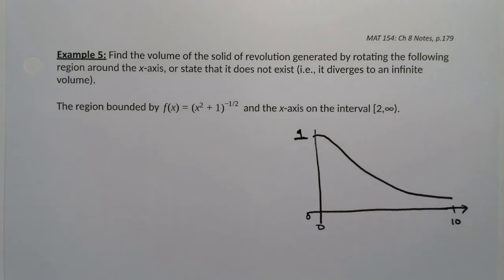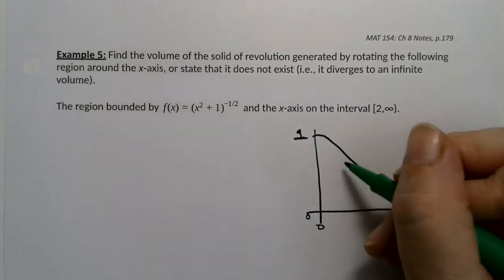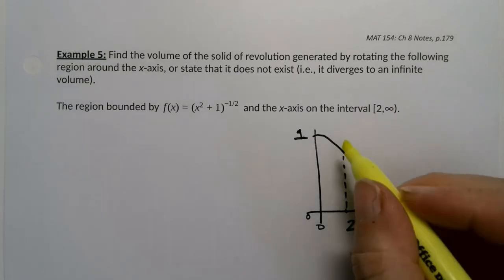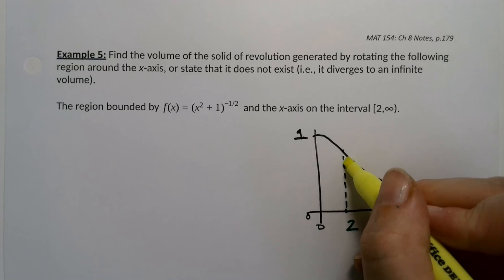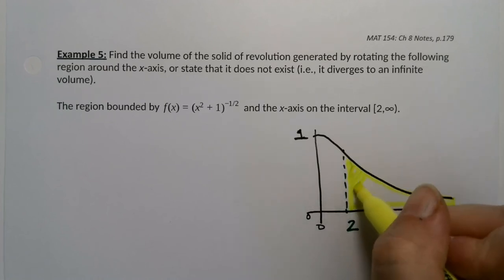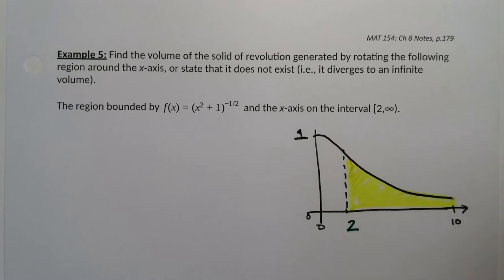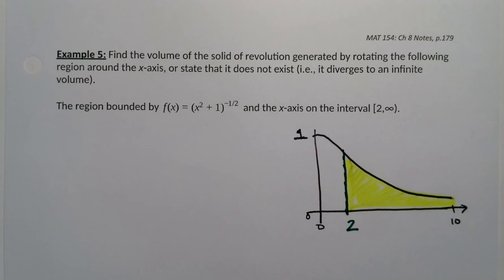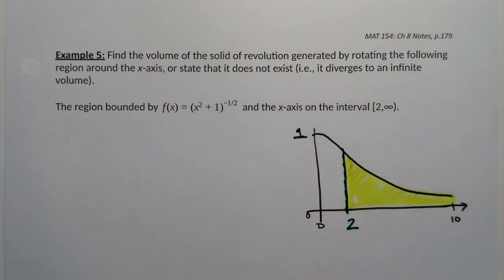Okay, and then we want it from 2 to infinity. So we want to shade the line at 2, and we're going to shade to the right, right? Actually, technically 2 is a solid line because it's got a bracket on it, but it doesn't really make any difference. So there we go. Okay, and then we're going to rotate that bad boy around the x-axis.